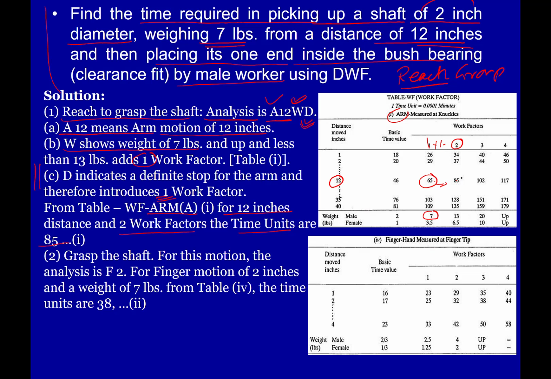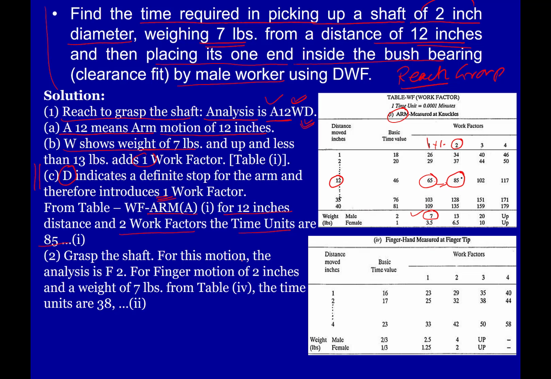So when one work factor is added, the time is 85. All the weight to be handled is 7 pound, but since there is an addition of the degree of difficulty in the form of a restriction to the movement, that is the definite stop, there will be an addition of one work factor. Then the second one is to grasp the shaft, the next activity after the arm reaches.